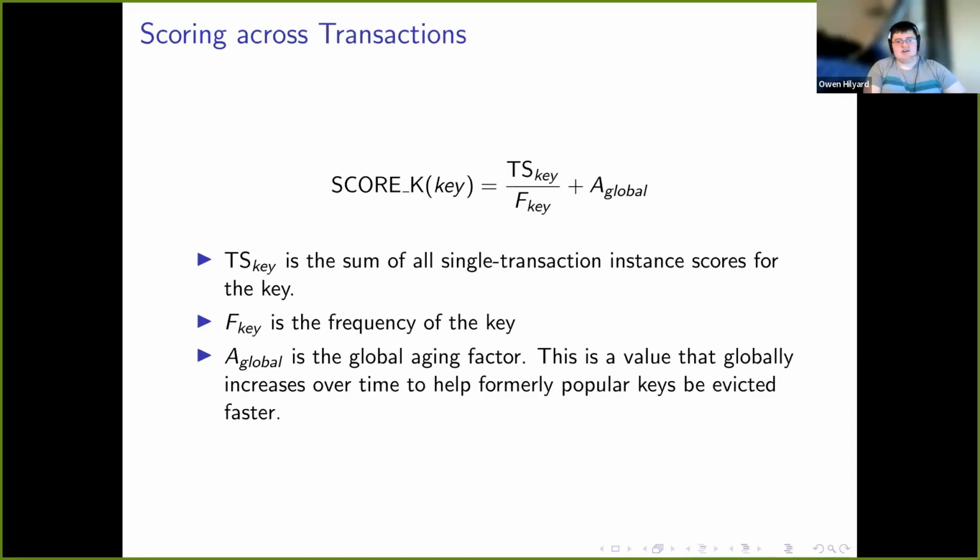So at runtime, we need to generate scores for the individual keys. And here we have very, very high frequency keys. The weight is reduced, but it's very important that if a key has a very high sum of single transaction instance scores, that means it's very important to some transactions. And then there's a global aging factor to help temporarily hot data get evicted.